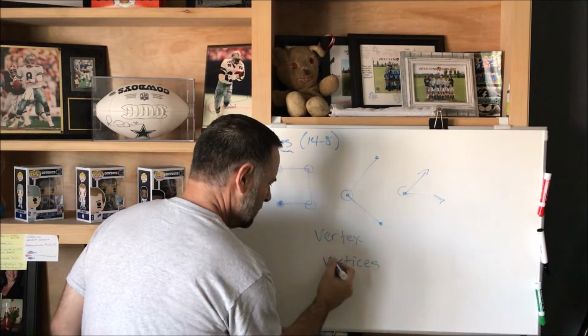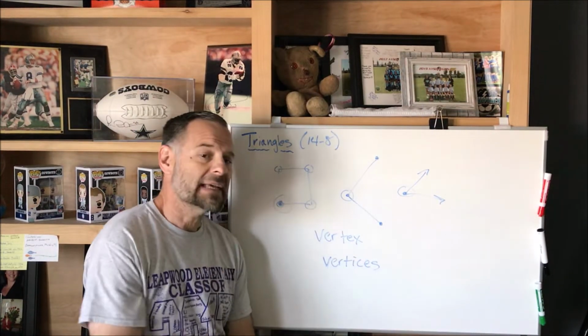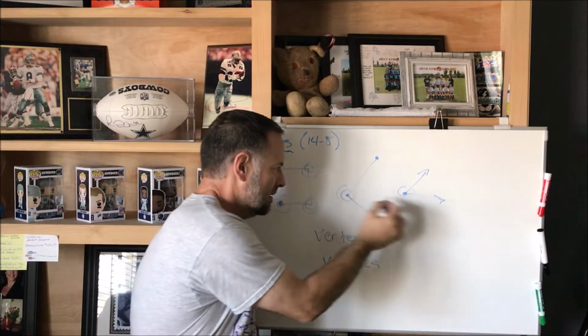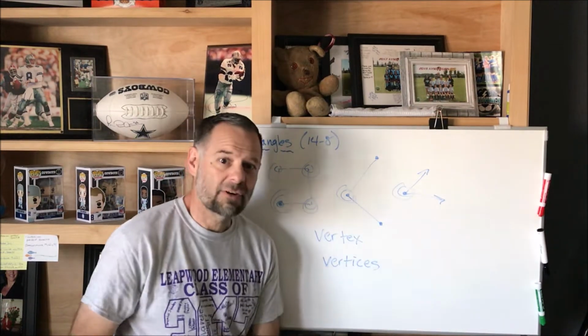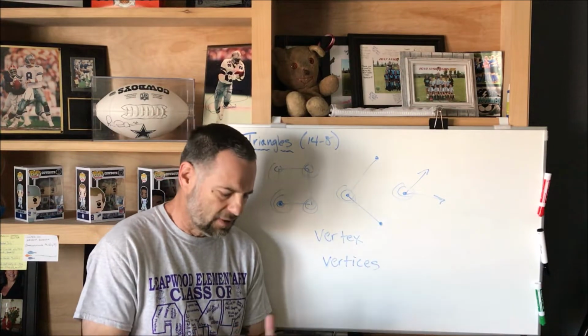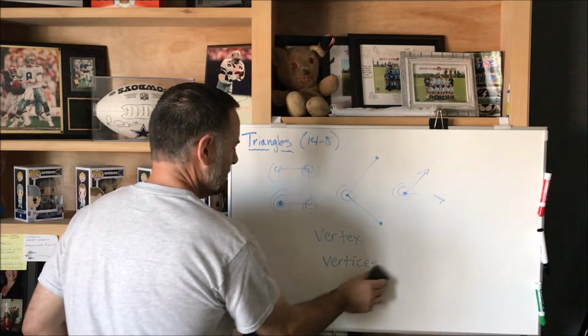Vertices. Vertex means you have one of them. This is a vertex. These are all vertices. Each one of them is a vertex, but when I put them all together, they're called vertices. So make sure you know that vocab word. That will pop up for you from time to time.